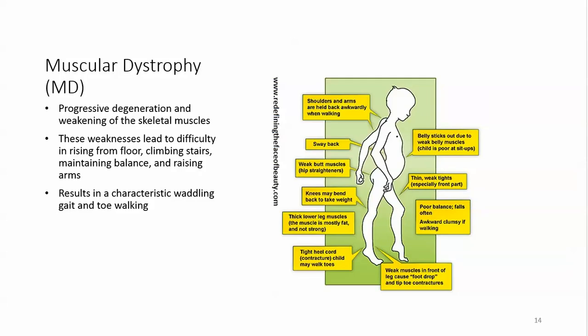We have muscular dystrophy, or MD. This is progressive degeneration and weakening of the skeletal muscles. These weaknesses lead to difficulty in rising from the floor, climbing stairs, maintaining balance, and raising their arms. Results in a characteristic waddling gait and toe walking.